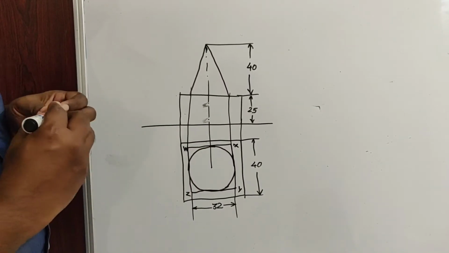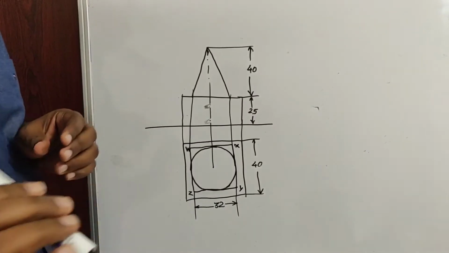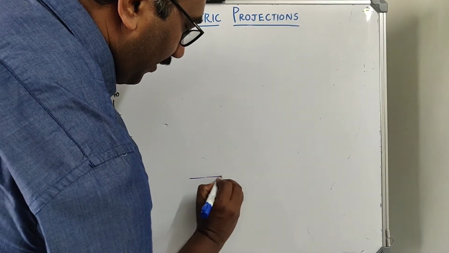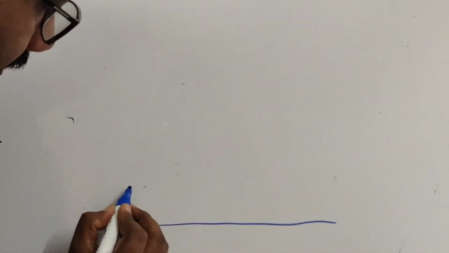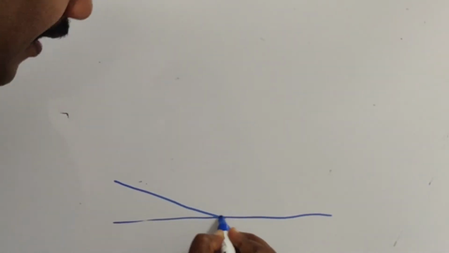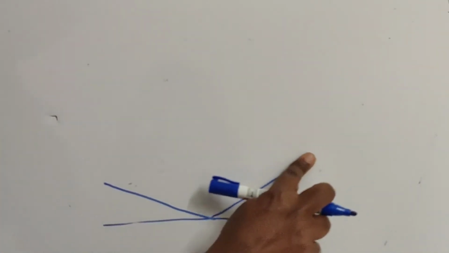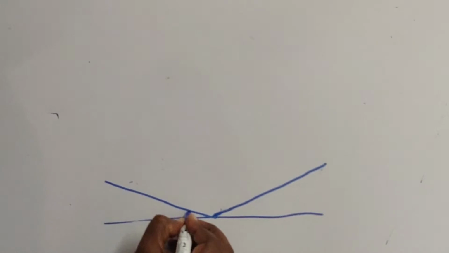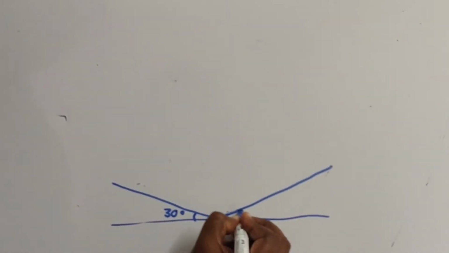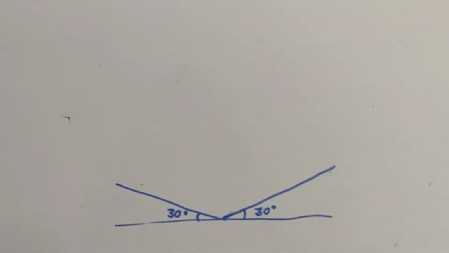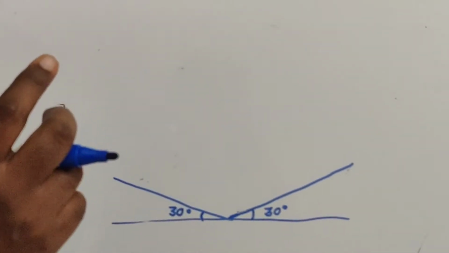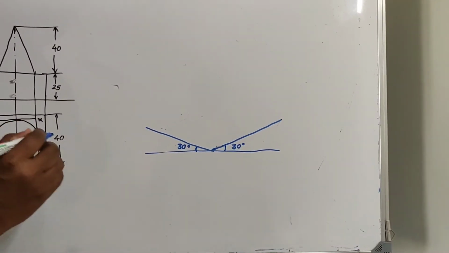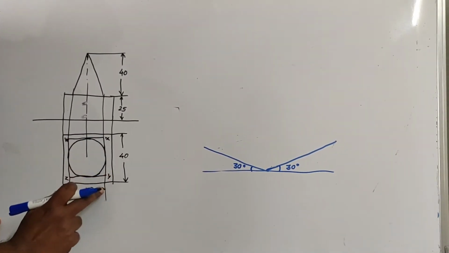Now we are going to draw the isometric view. For drawing the isometric view, as usual you can have a horizontal line and draw the isometric axis which are inclined at 30 degree to that horizontal line, or which are mutually inclined at 120 degree. Initially we are going to draw the square slab. It is very easy, you know how to draw that. This is the square slab.